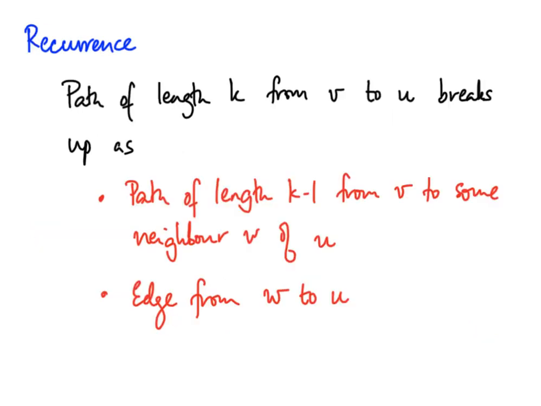Now in order to compute the costs for increasing lengths of paths, we can set up a recurrence. Observe that a path of length k from V, the source vertex, to an arbitrary vertex U can be broken up as follows. We first traverse a path of length k minus 1 from V to some incoming neighbor W of U, and then we add the edge from W to U.